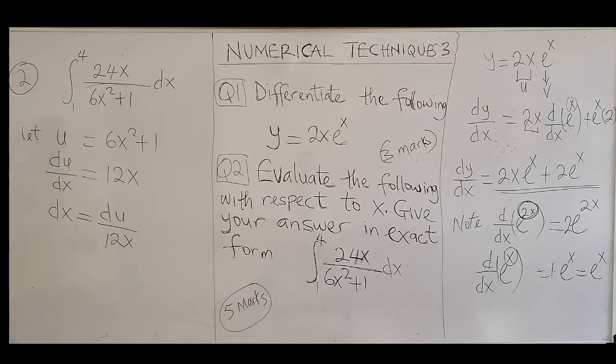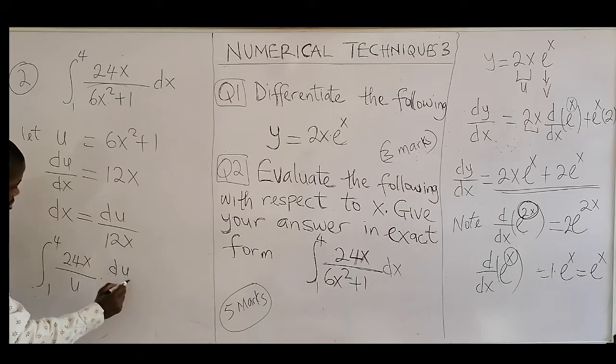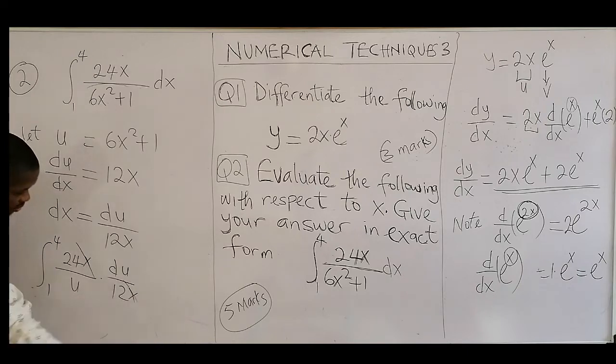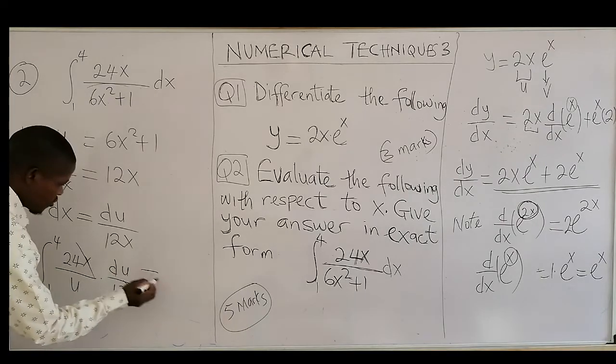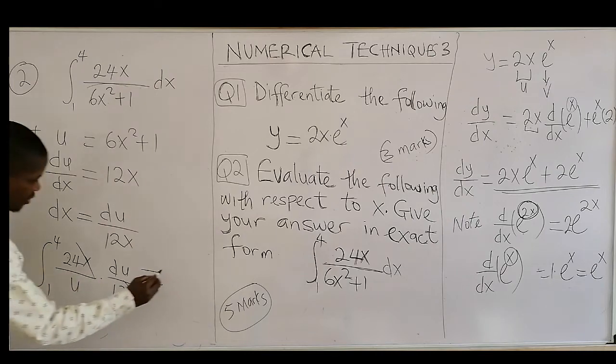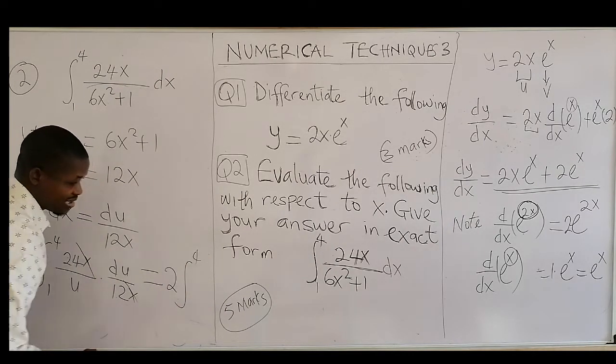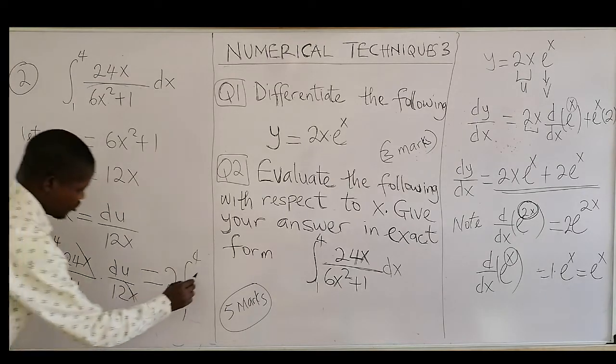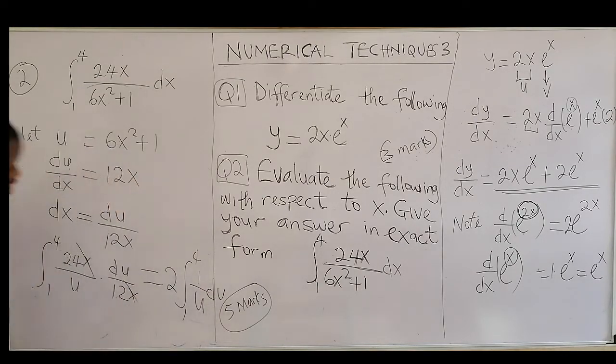Then we can go back to the question and begin to change the variable. So that will be equal to the integral from 4 to 1, and then 24x. This is u. My dx is du over 12x. And that's what we are looking for. We want this one to cancel so that we can have another variable. So x has cancelled now. So we can take 24 over 12, that's 2. We can take it outside, and then we have upper limit 4, lower limit 1. Then we have 1 over u, du. So that's what we have now.